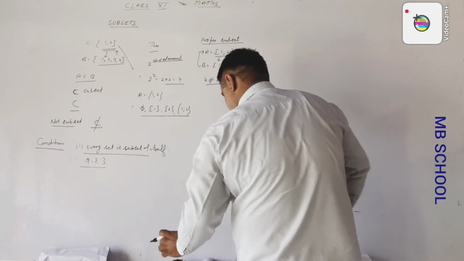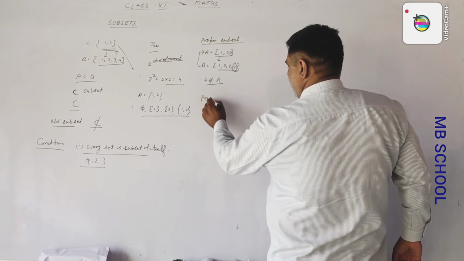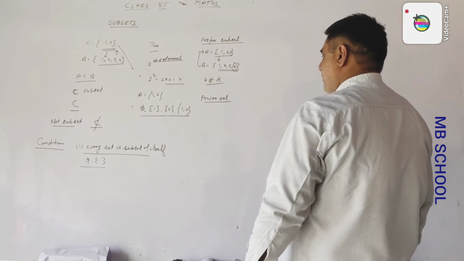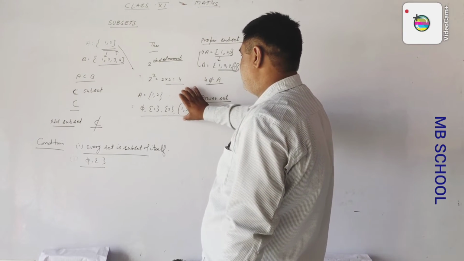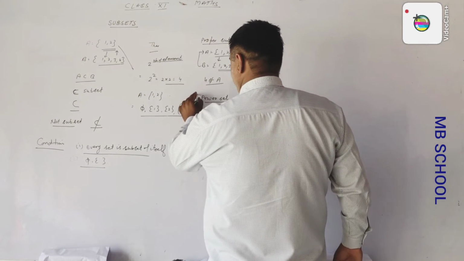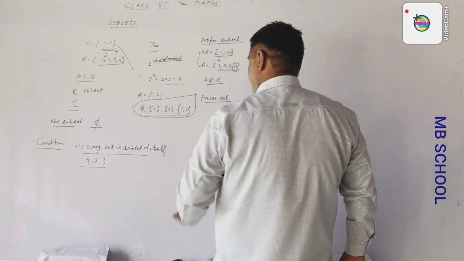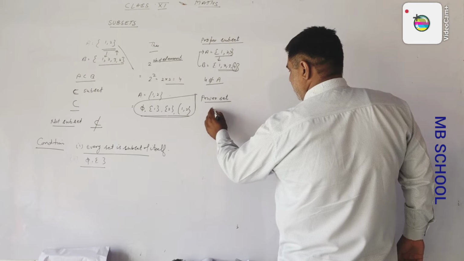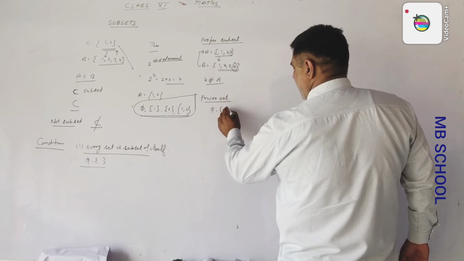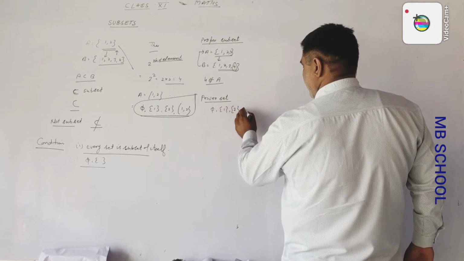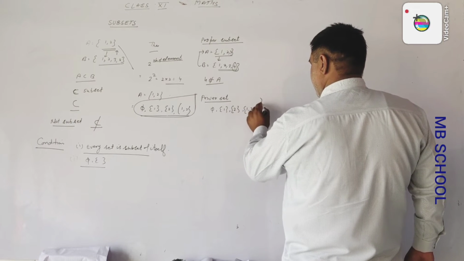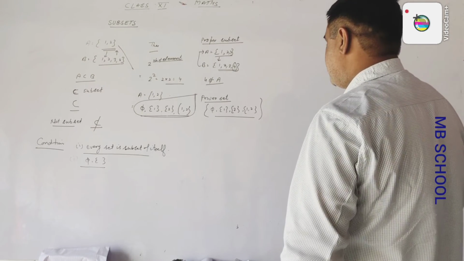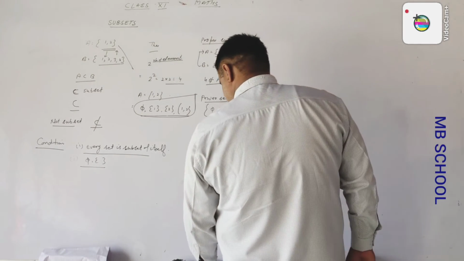After this, power set. The collection of all subsets into a set is called the power set. For example, we have these subsets: empty set, 1, 2 and 1, 2. The collection of these subsets is called a power set. This is the power set of a set.